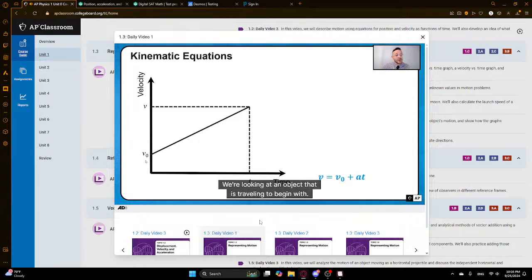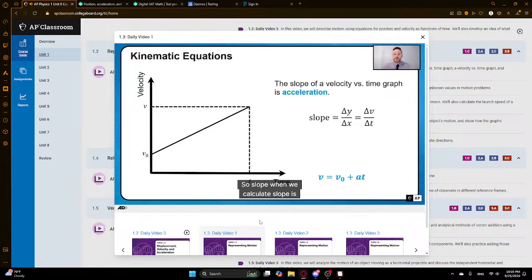We're looking at an object that is traveling to begin with, so it has an initial velocity, going to accelerate, so we see a nice positive slope here. We have a final velocity, and it does so in a time of t. So the first thing that we get from this is the idea that the slope of the graph of velocity versus time is acceleration. The slope, when we calculate slope, is the change in the y value divided by the change in the x value. In this case, the change in the y value is the change in velocity, and change in x is the change in time. So because the slope is my acceleration, acceleration is change in velocity over change in time, or final velocity minus initial velocity divided by time. And I can rearrange this to get this formula.